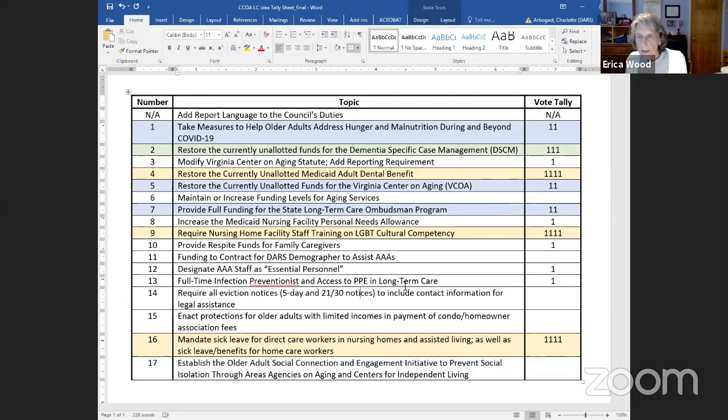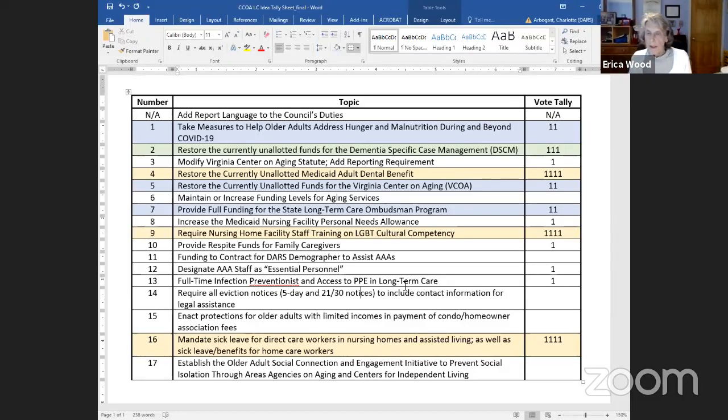And then we had a scattering of items that received only 1 vote. That was modify the Virginia Center on Aging statute. And then secondly, increase the Medicaid nursing facility personal needs allowance. Provide respite funding for family caregivers, designate agency on aging staff as essential personnel, and full-time infection preventionist and access to PPE in long-term care.